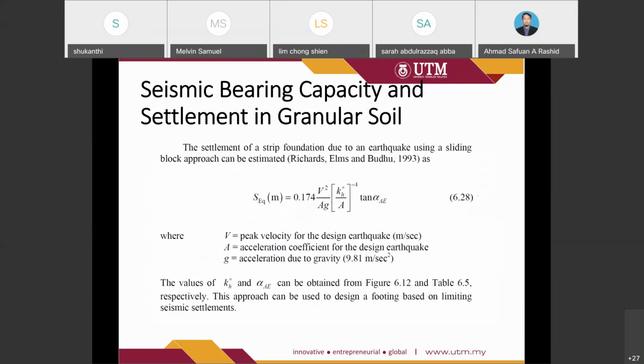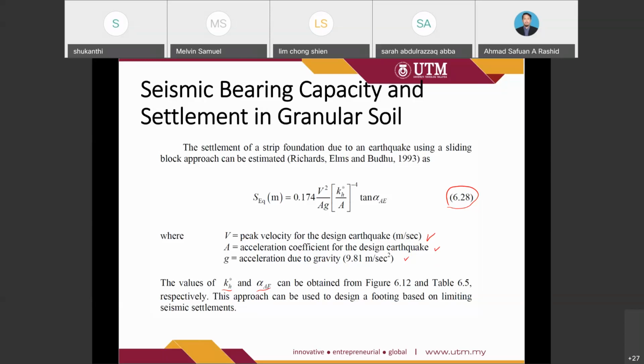Okay, so previously we discussed the bearing capacity for granular soil. Now, by referring to equation 6.28, we can estimate the settlement under earthquake conditions for granular soil. V is the peak velocity, A is the acceleration coefficient for the design earthquake, while g is the acceleration due to gravity, 9.81. The values of kh and tan alpha AE can be obtained from 6.12 and table 6.5 respectively. These attributes can be used to design footing based on limiting seismic settlement.